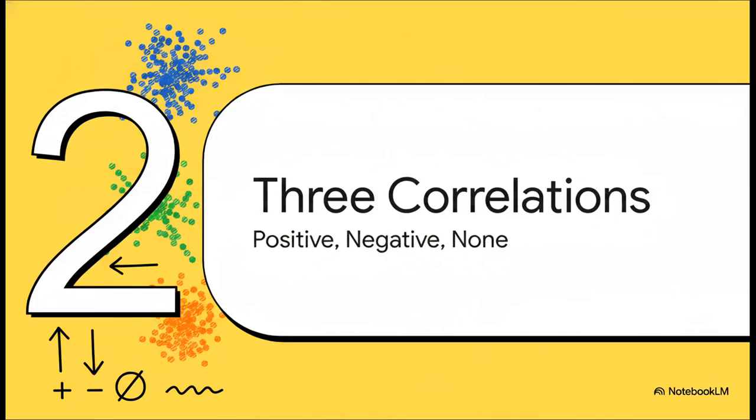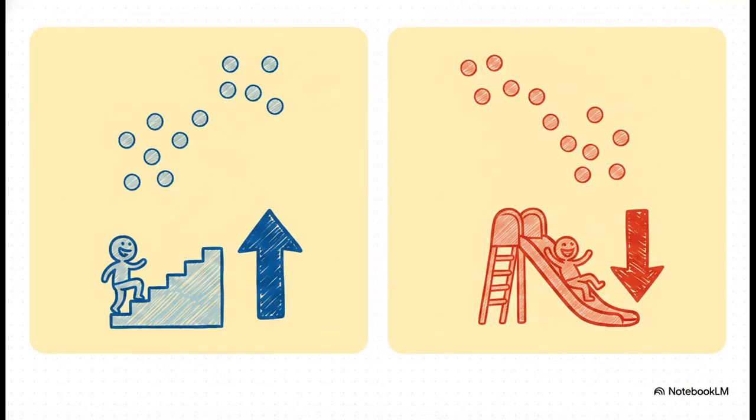Moving right along to Section 2, the three correlations: positive, negative, and none. So once we have all those dots plotted out, we've got to know how to read them. As we look at that cloud of data, distinct patterns usually start to emerge. Let's break down the two main ones. First up, positive correlation. Think of this as an uphill climb. When one variable goes up, the other one goes right up with it. They rise together. Then on the flip side, we've got negative correlation. This one is more like a downhill slide. As one variable goes up, the other one actually drops down.